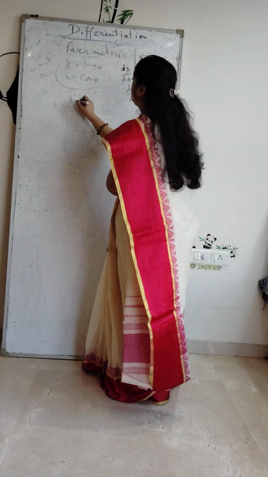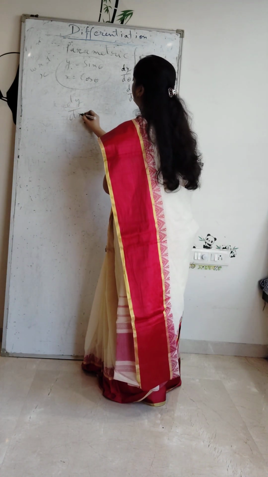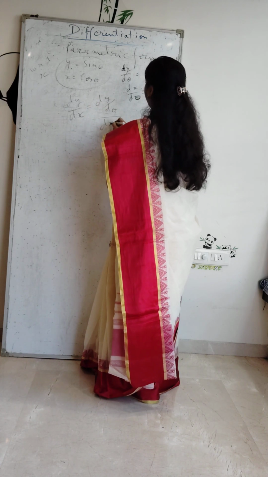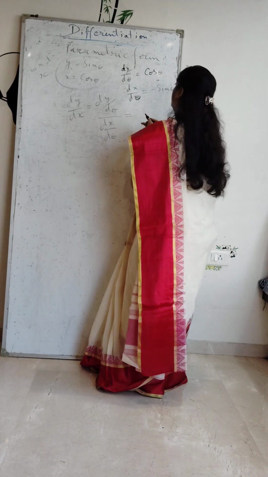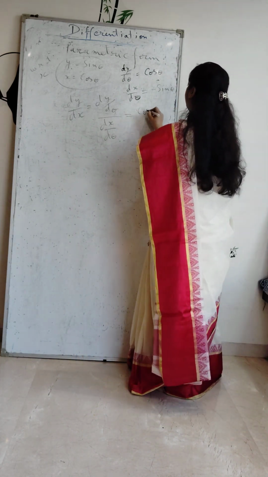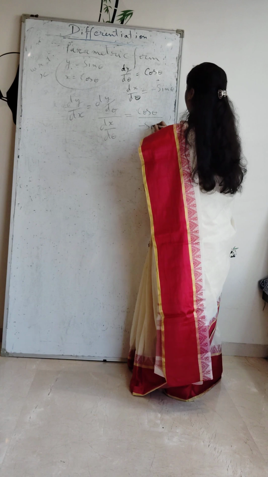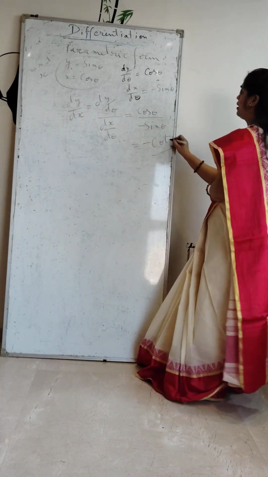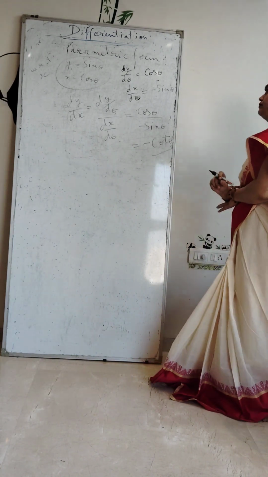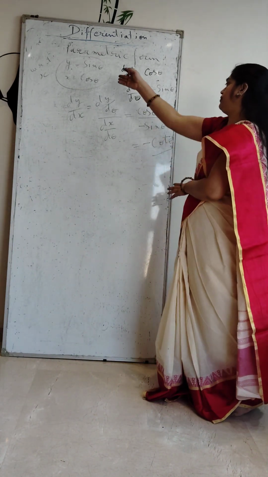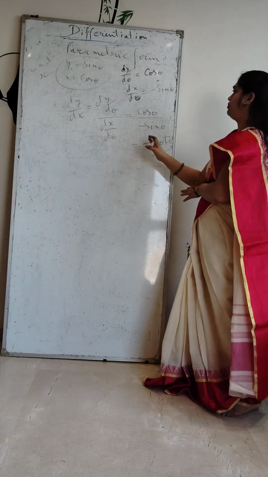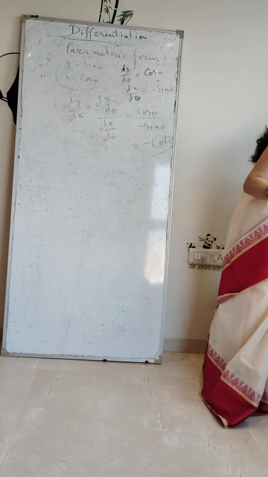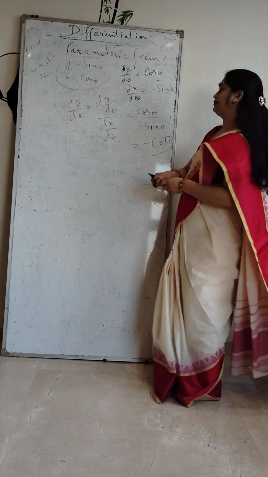So dy by dx will be dy by d theta upon dx by d theta. That will be cos theta upon minus sine theta, minus cot theta will be the answer. So the answer is in the form of theta, as it was given in the form of theta, and we have differentiated it with respect to x. Okay.